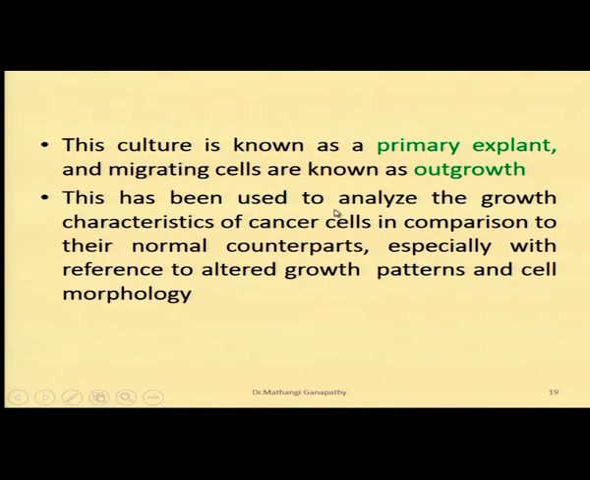This has been used to analyze the growth characteristics of cancer cells in comparison to their normal counterparts, especially with reference to altered growth patterns and cell morphology. See, when such cells escape out, especially in the case of cancer cells, they can migrate to other places, right? From the primary node of cancer, it can migrate to what we call the metastasis. So what changes happen there compared to the original cell, or suppose a normal cell becomes cancerous, what are the changes which happen there?